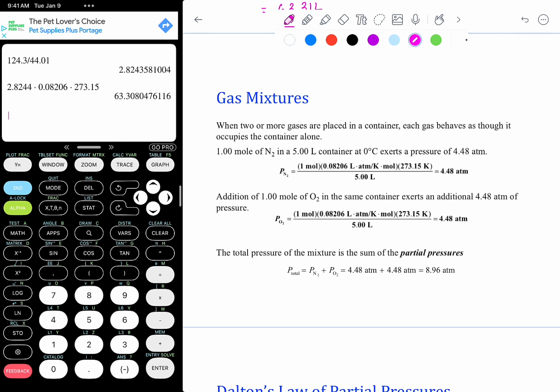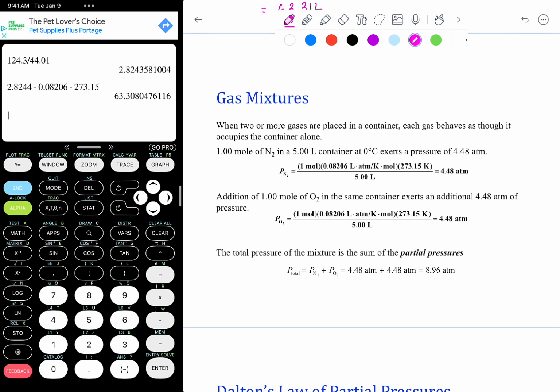When two or more gases are placed in a container, each gas behaves as though it occupies the container alone, so it doesn't even acknowledge the other gas present. And this makes sense with what we know about gases not having intermolecular forces. Gases are so far apart from each other, the individual molecules are so far apart that they don't have intermolecular forces. So they don't have intermolecular forces between themselves, two gas molecules of the same type, but then they also don't have intermolecular forces between two gas particles of different types.